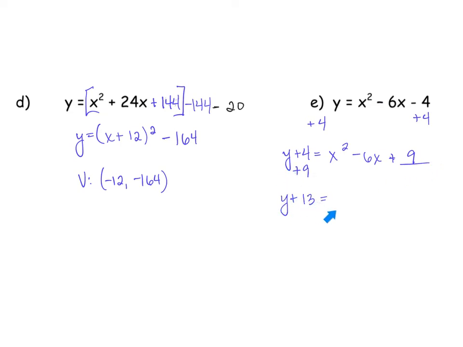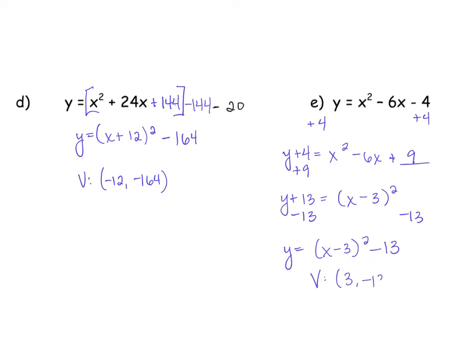So now we have y plus 13 equals y minus 3, squared. Now we need to get that 13 back over, so we subtract it from both sides. And so our full vertex form, x minus 3 squared minus 13, gives us a vertex of 3, negative 13. So those are two different methods of doing that.